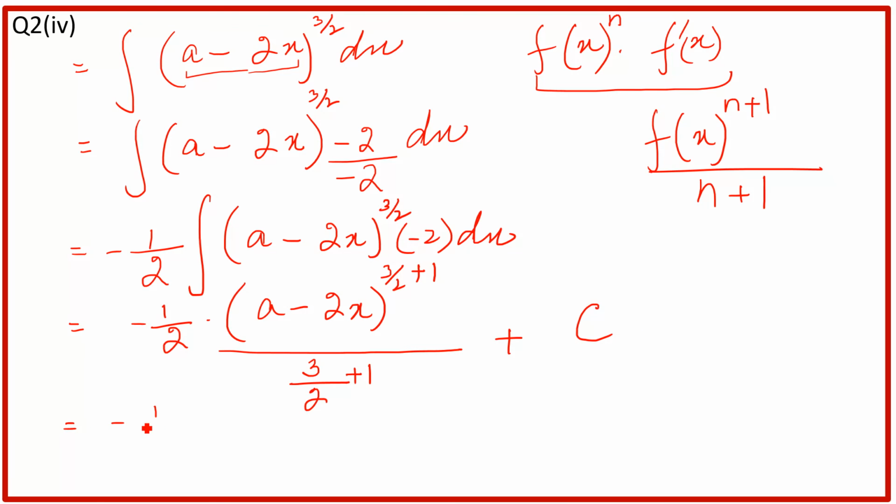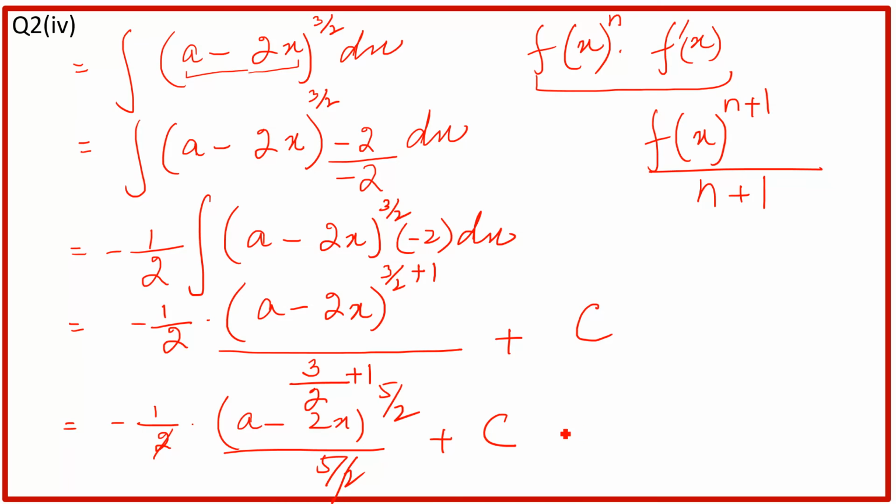So it is negative 1 over 2 times a minus 2x raised to power 5 over 2 divided by 5 over 2, plus c. So this is the reciprocal. It will become 2 here in the numerator and 5 will remain in the denominator. This 2 will cancel this 2. I will write down the answer here. Negative 1 over 5 times a minus 2x raised to power 5 over 2 plus c is our answer.